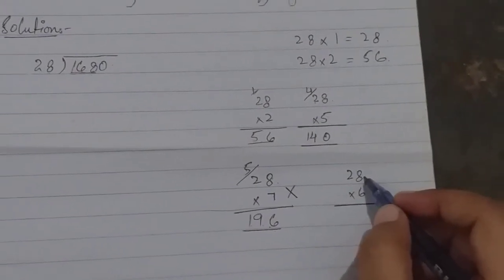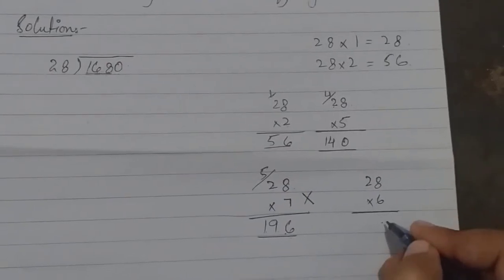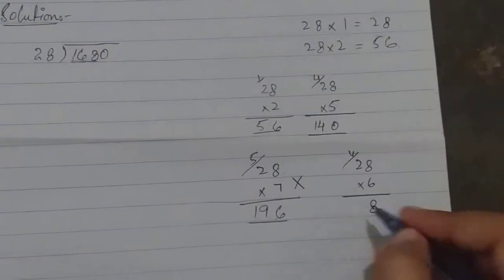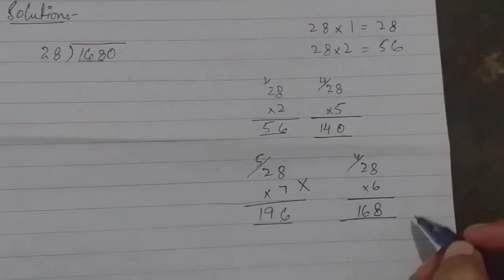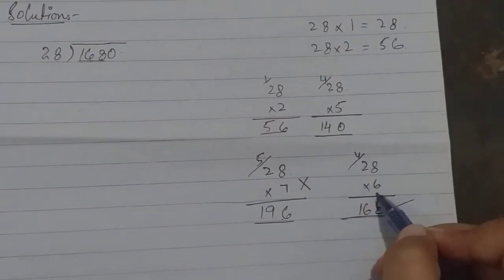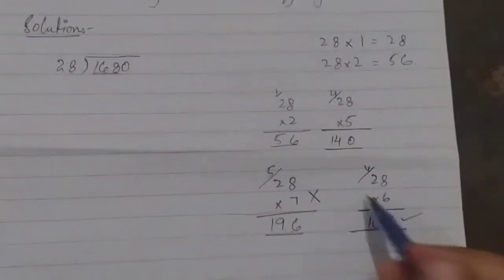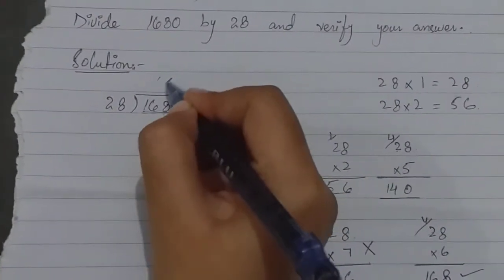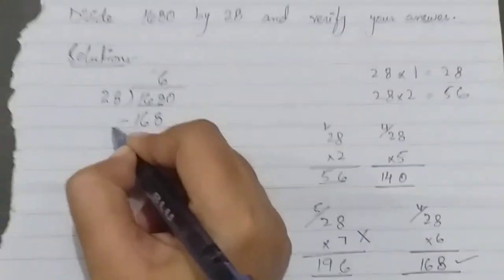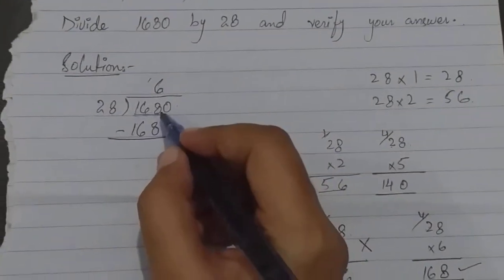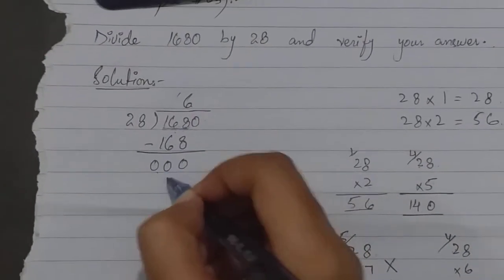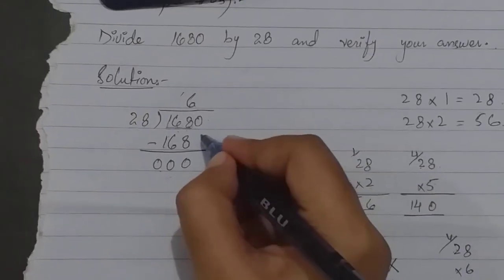6 8s are 48, and 6 2s are 12. 12 plus 4, 16. Oh yes, we have found the exact product, 168, by multiplying 28 by 6. So we can write 6 here and 168. Now step number 3, subtraction. When we subtract, 8 minus 8, 0, 6 minus 6, 0, and 1 minus 1, 0.